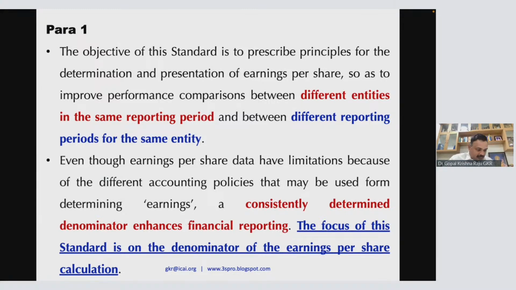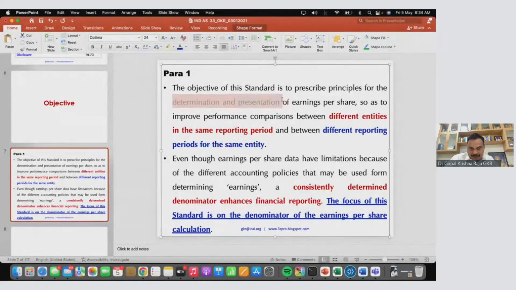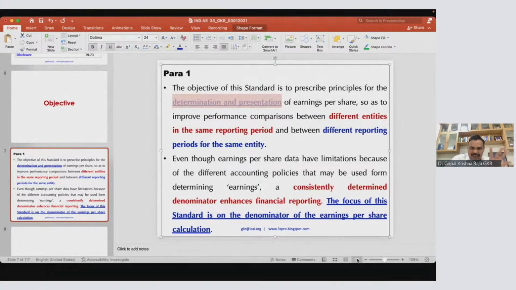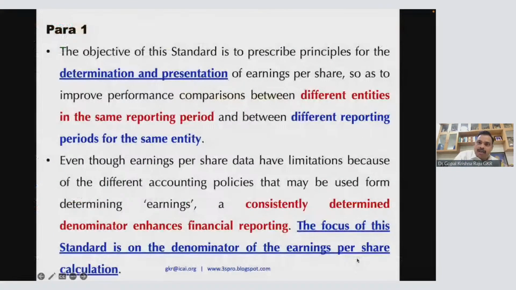So identification of the transaction, measurement of the transaction, recognition of the transaction, and disclosures. These are the normal. For example, you take Ind AS 16 on property, plant, and equipment. They only speak about IMRD. This is one standard which doesn't speak about IMRD. It only speaks about determine and present. So you can call this a DP standard. It's actually a DP standard: determination of earnings per share, and you have to present the earnings per share.